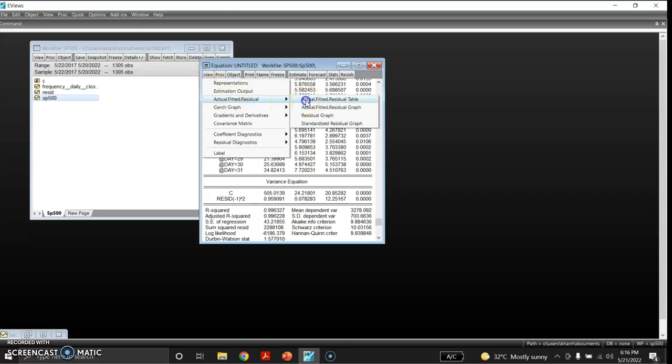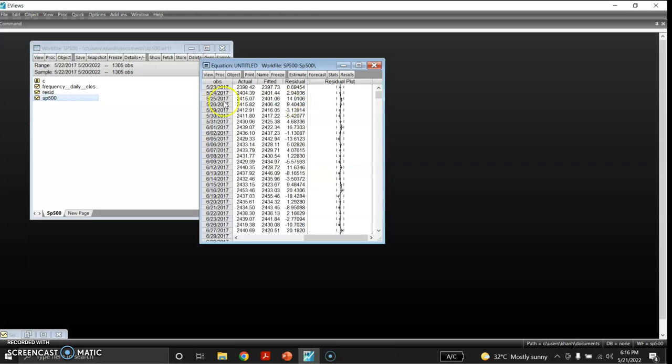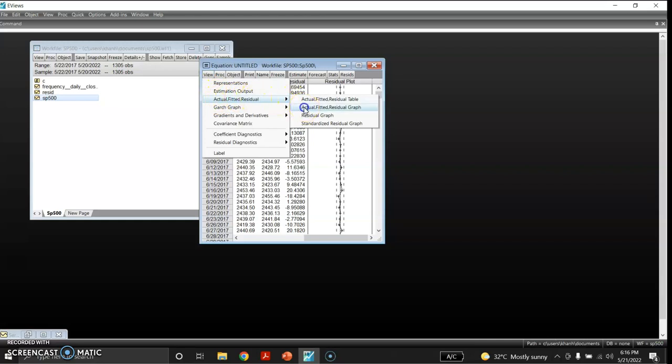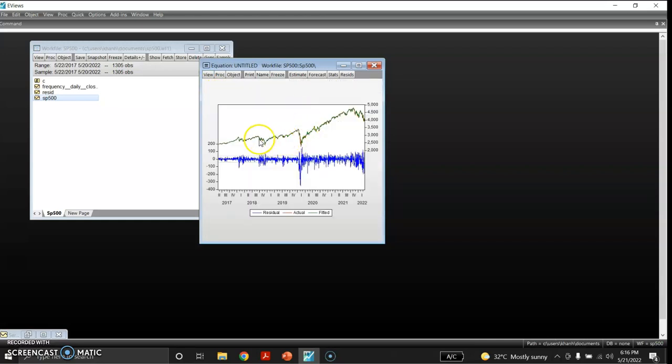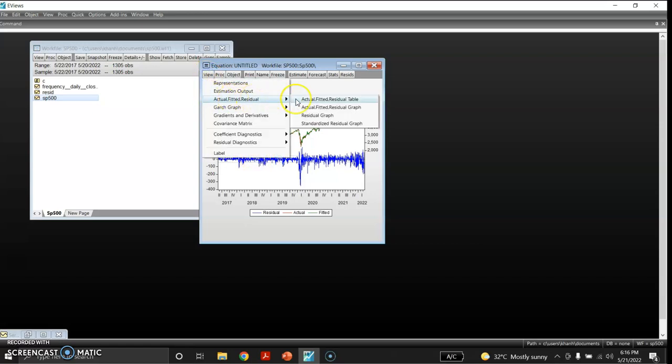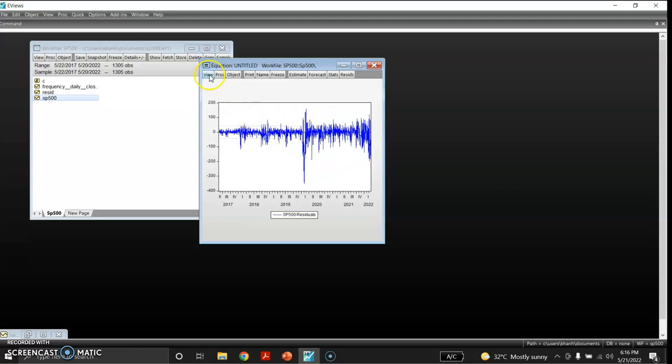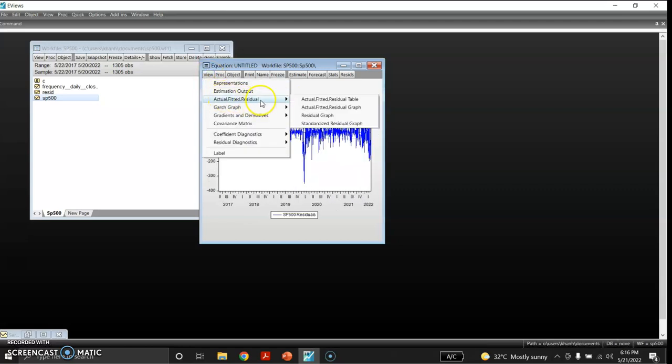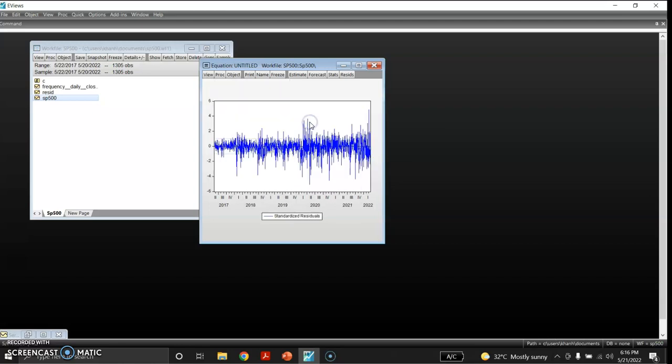Okay, these are the actual, fitted and residual values table, and let me share with you the graph of these actual, fitted and residual. So these two are the actual and fitted values of SP500, and these are the residuals. After this, I'll show you the residual graph. This is the graph of the residual, and then I'll show you the standardized residual graph. This is the standardized residual graph, and let me also show you the conditional variance.